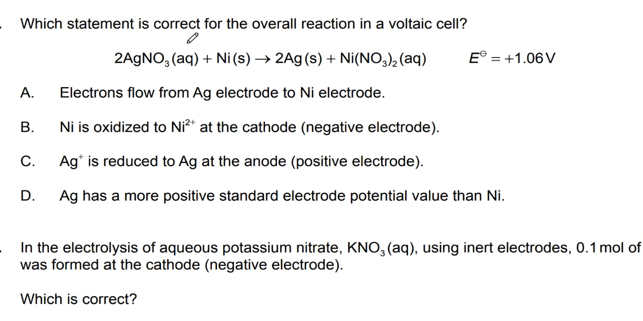Which statement is correct for the overall reaction in a voltaic cell? So we have silver nitrate plus nickel solid to form 2 silver solid, and we have nickel nitrate aqueous. Electrons flow from the silver electrode to the nickel electrode. In this case, we're going to see the oxidation states first. So we have 0 for nickel and +2 at this stage.